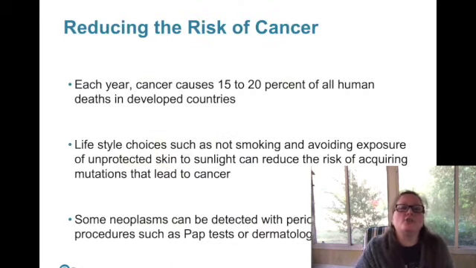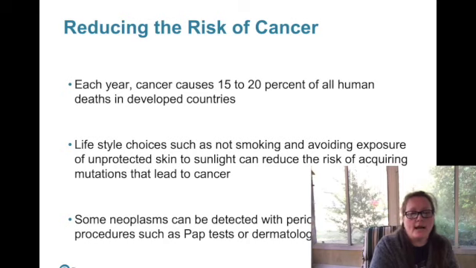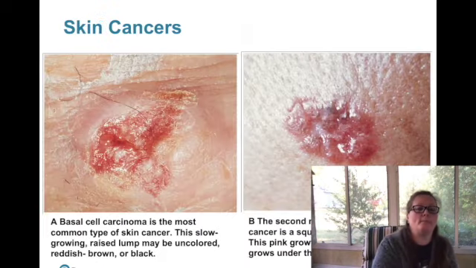So each year, cancer causes 15 to 20% of all human deaths in developed countries. Lifestyle choices like not smoking and avoiding exposure of unprotected skin to sunlight can reduce the risk. It does not matter how light or dark skinned you are, you are at risk of skin cancer, so you are supposed to be very careful about how much skin is exposed to sunlight. And then of course, your regular screenings, pap smears, the pap test, dermatology exams, being checked out by a doctor.